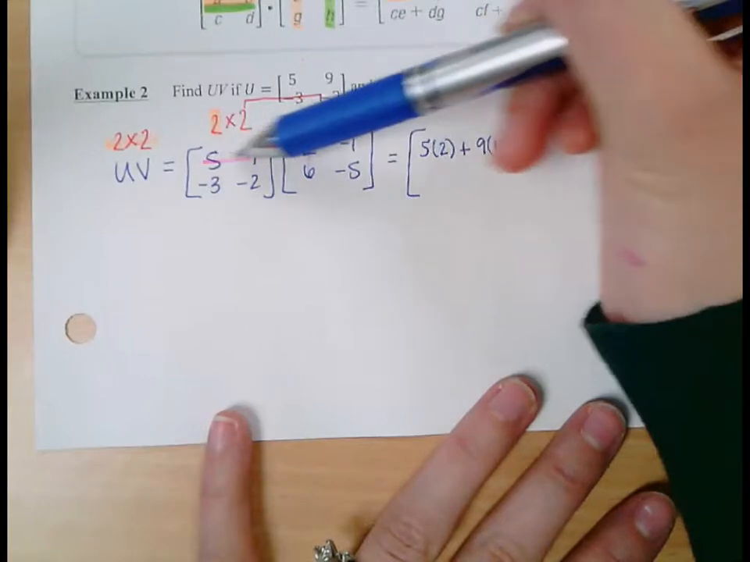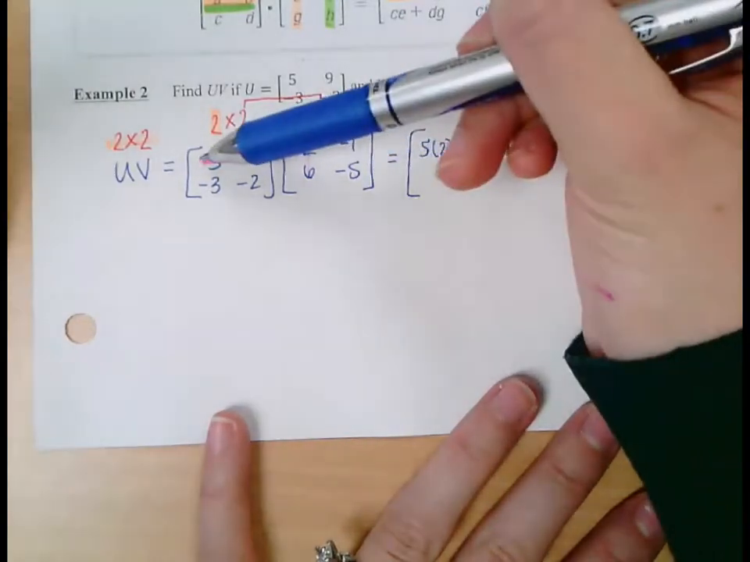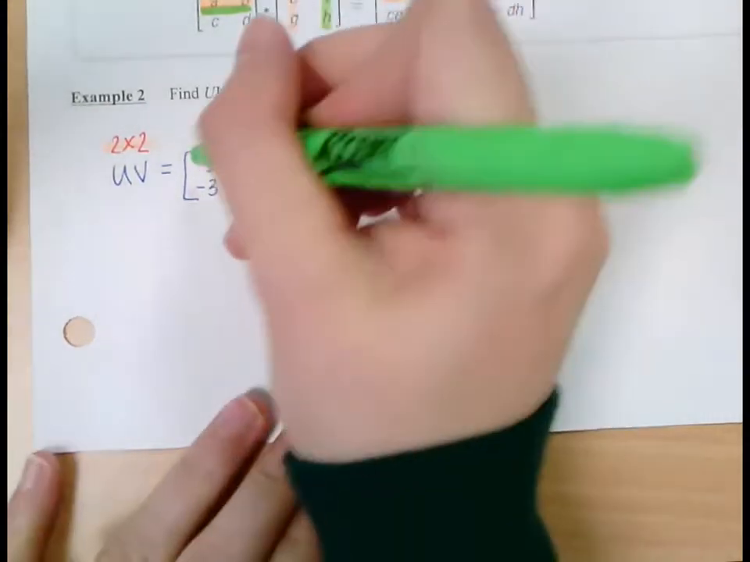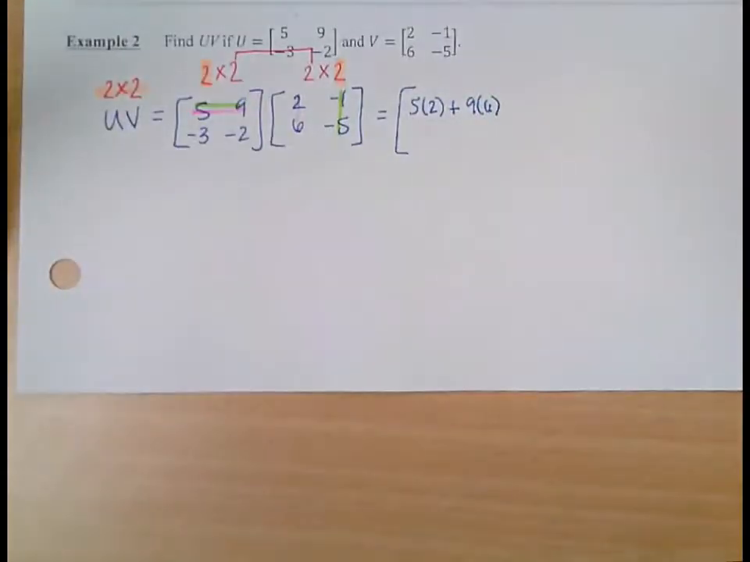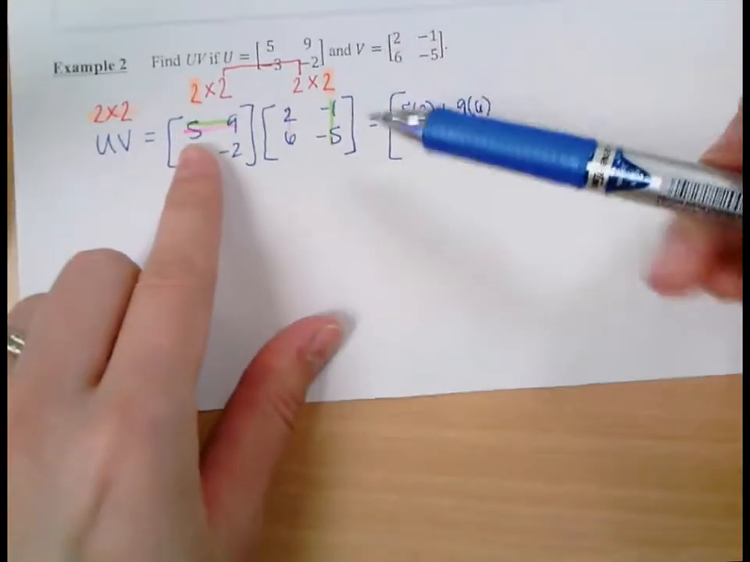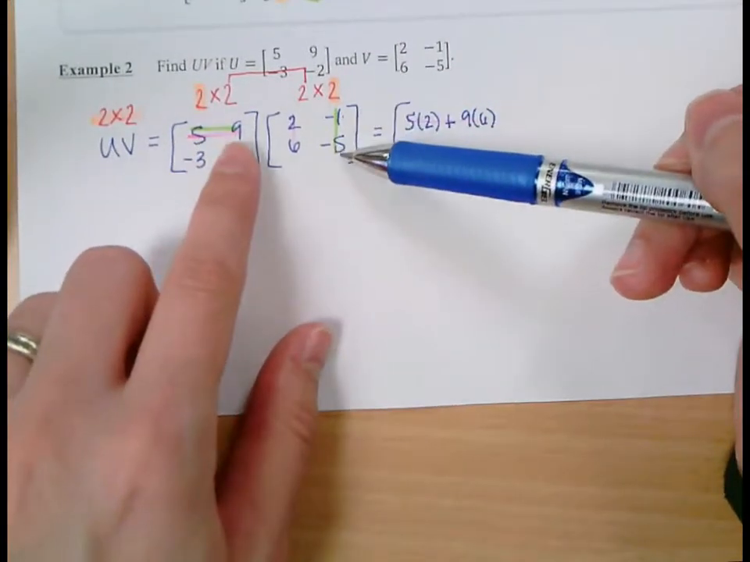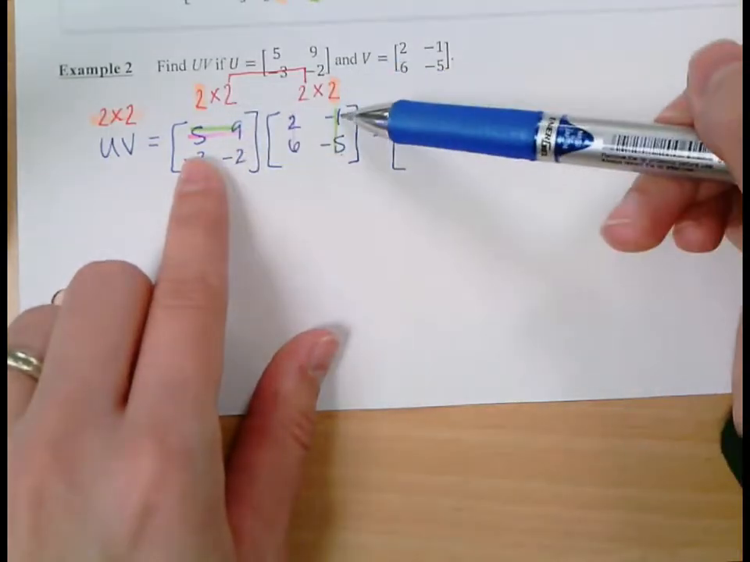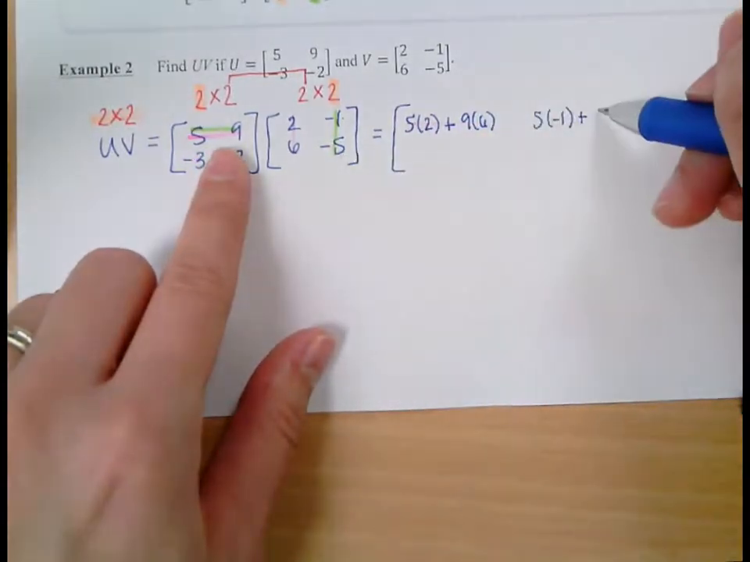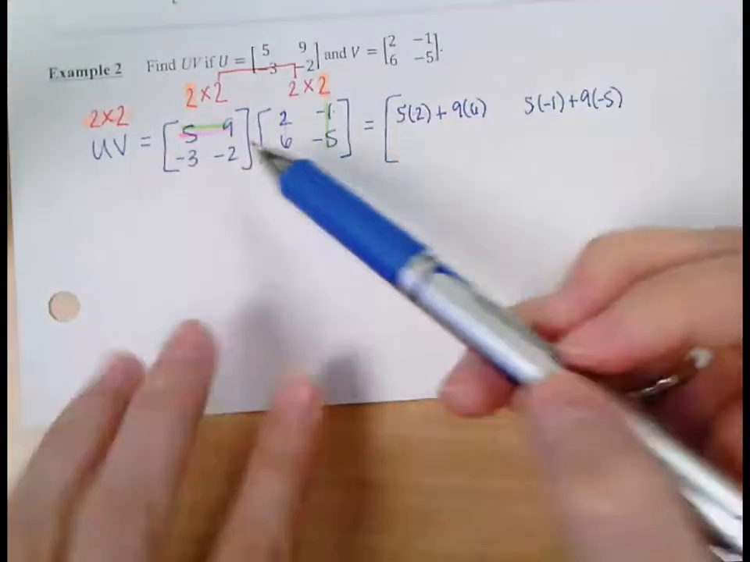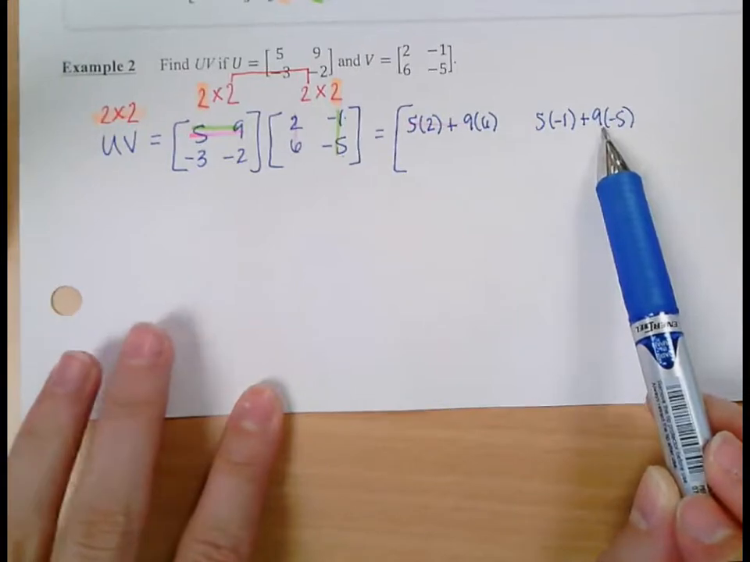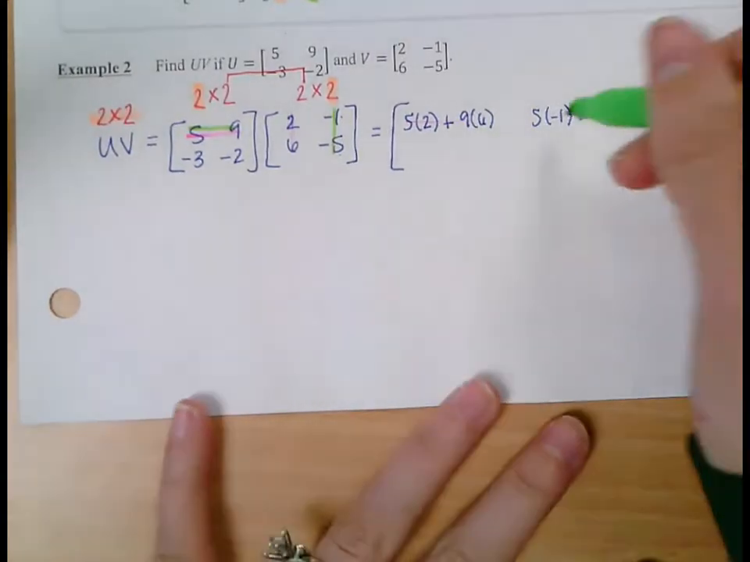Then I stick with row 1, and now I multiply row 1 by column 2. And again, I multiply the first elements together, the second elements together, add them together. So I have 5 times negative 1 plus 9 times negative 5. And when I multiply row 1 by column 2, that goes in row 1, column 2 of my answer. So that is going to simplify to just one number.